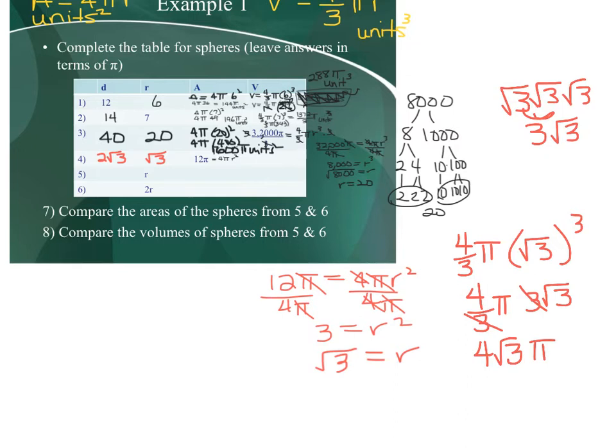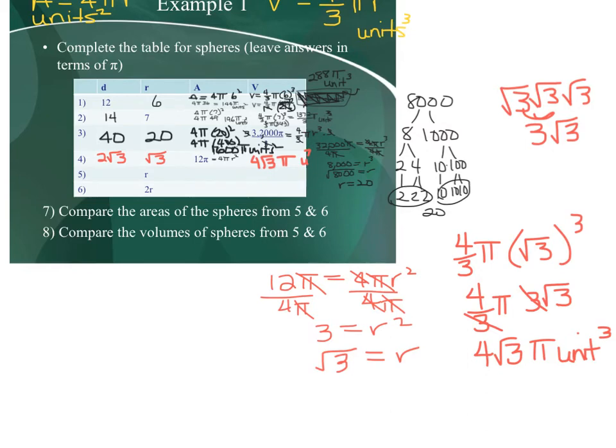So that is going to be, let's see, what did I do here? So units to the third power. So that goes in here, 4 square root 3 pi units to the third.